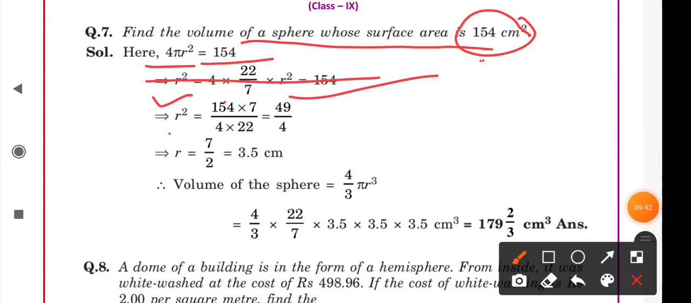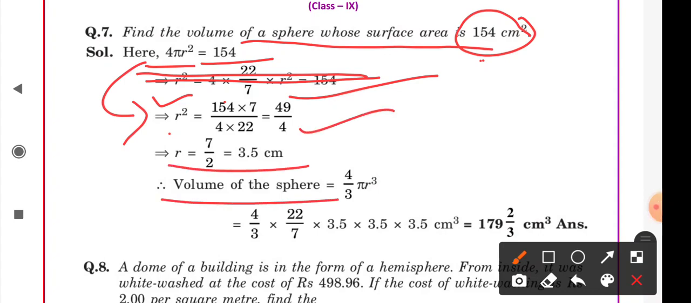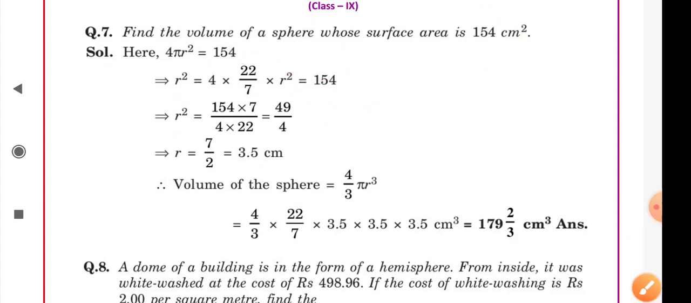This line is written wrong here. After that you will substitute all the values, and you will get r square is equal to this much, and the r you will get. Then the volume of the sphere will be 4 upon 3 pi r cube.